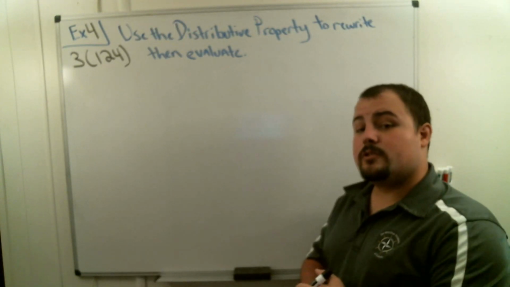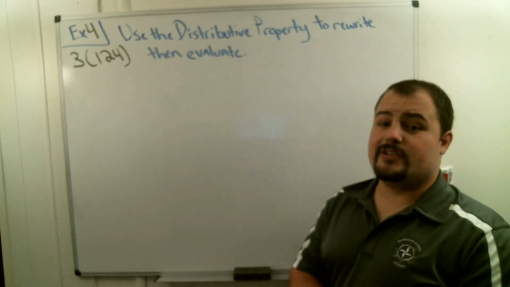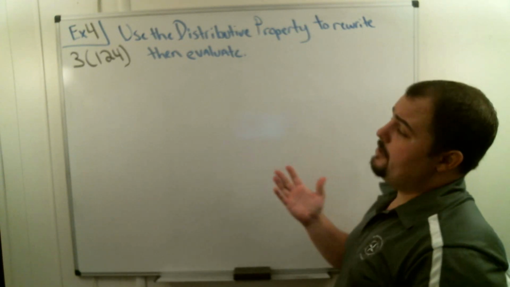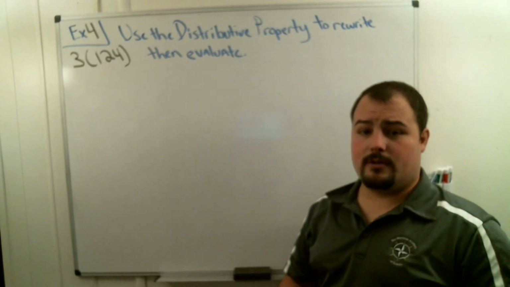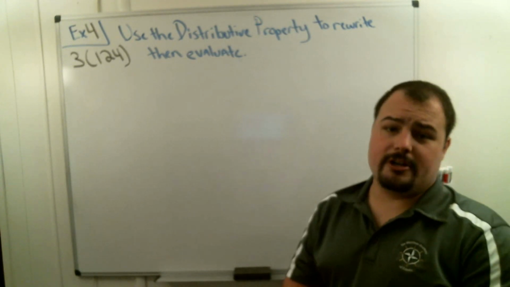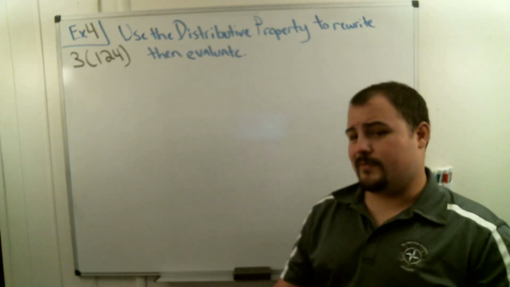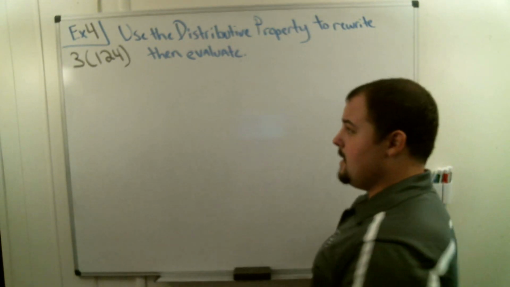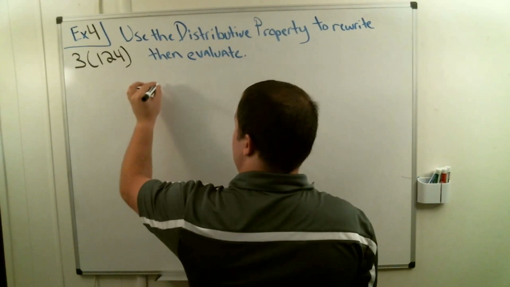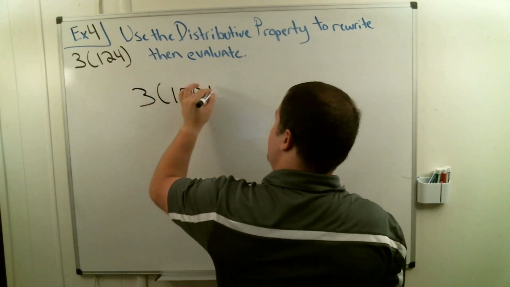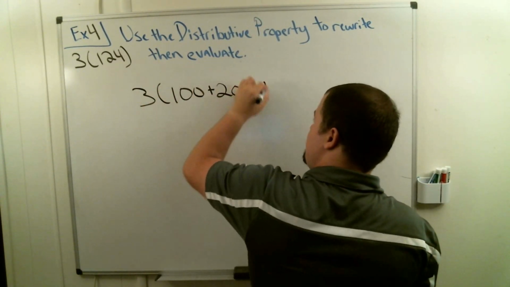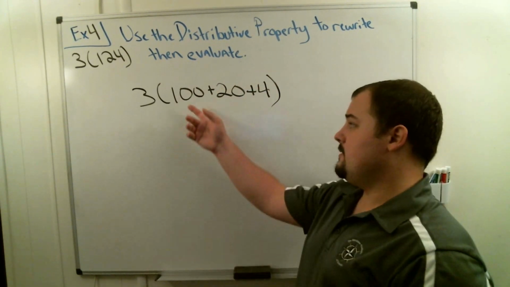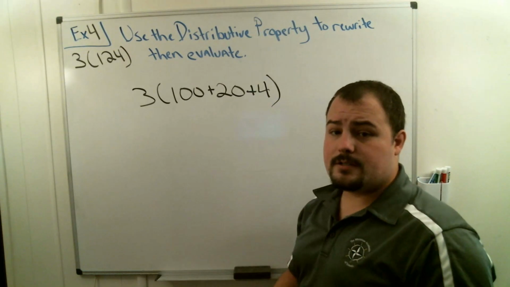So as I was saying, with single-digit multiplication, this makes it a lot easier if we break apart numbers. So I gave you a problem here that says use distribution property to rewrite 3 times 124. I did already put 124 inside parentheses. I just figured that's what I'm going to do anyway, so let's go ahead and solve this problem using distribution property. So we're going to take 3 times 100 plus 20 plus 4.